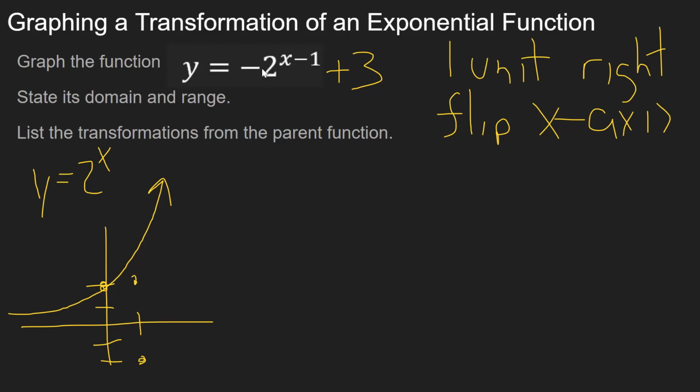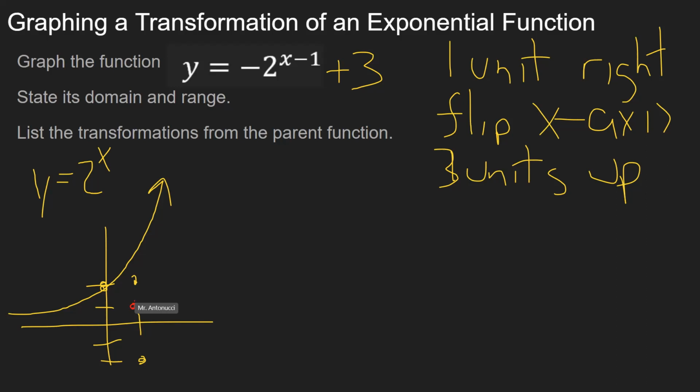Then after you apply the negative, the +3, when you're adding outside of a function, moves it vertically, and this is the direction that you would think. It's going to go 3 units up. So we're going to go from here up 1, 2, 3. So the y-intercept point is going to be right here.